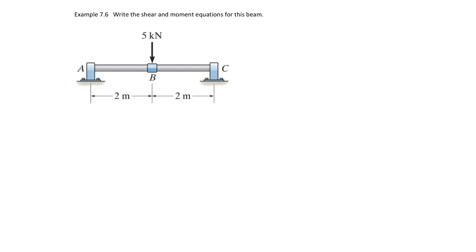First of all, let's find the reactions. All right, so there's a 5 kilonewton force down. You would expect that there's an AY and a CY. Because this is a symmetric beam, I think you can pretty much guess that AY is equal to 2.5 kilonewtons and CY is equal to 2.5 kilonewtons. Without doing a lot of analysis, I think we can just observe that.